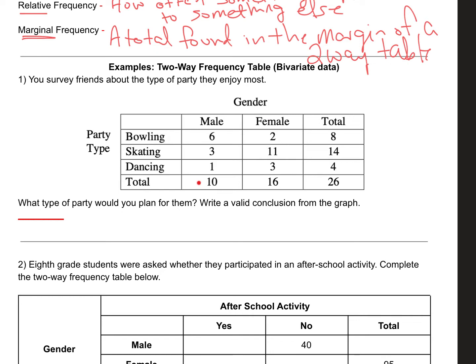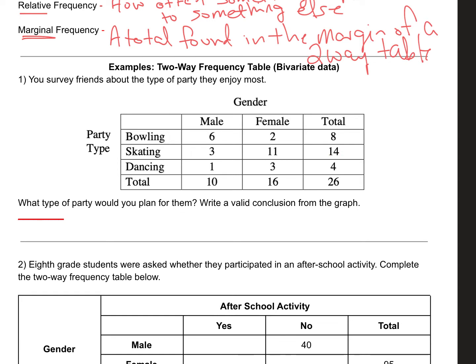Marginal frequencies are these ones in the margins. So these totals. So I have the total number of males asked was 10. Total number of females was 16. Total number of people was 26. The total who wanted bowling were 8. Total who wanted skating were 14. Total who wanted dancing are 4. And you'll also notice that these add up. Number of males who wanted bowling was 6, skating 3, dancing 1, we have a total of 10 males. So everything adds up this direction, same thing with females, same thing with our total, and this way. The number of males plus the number of females adds up to the total of people who want it.